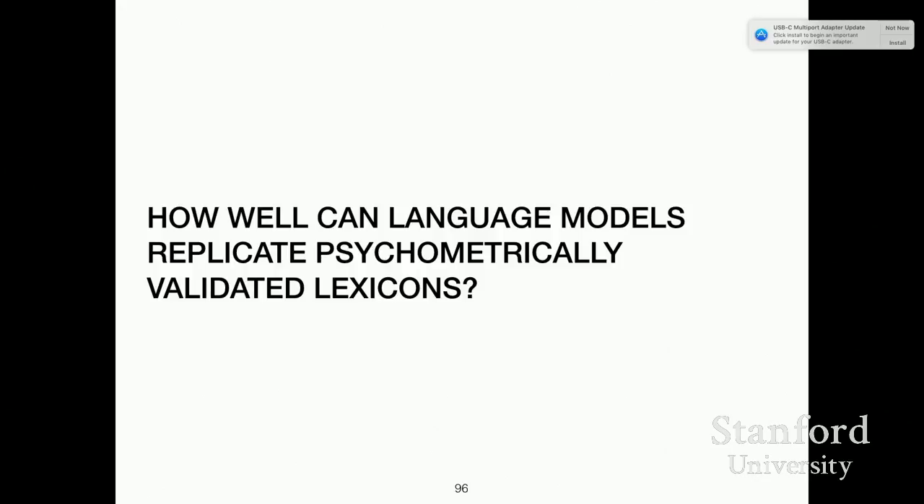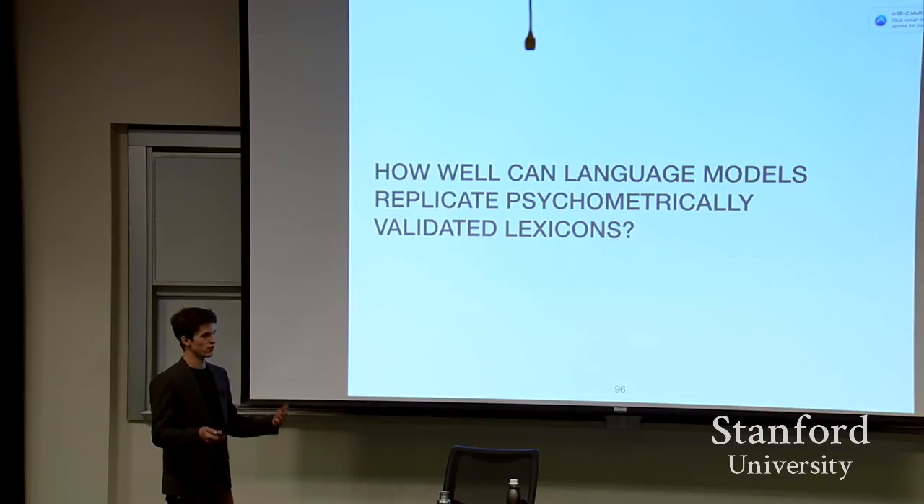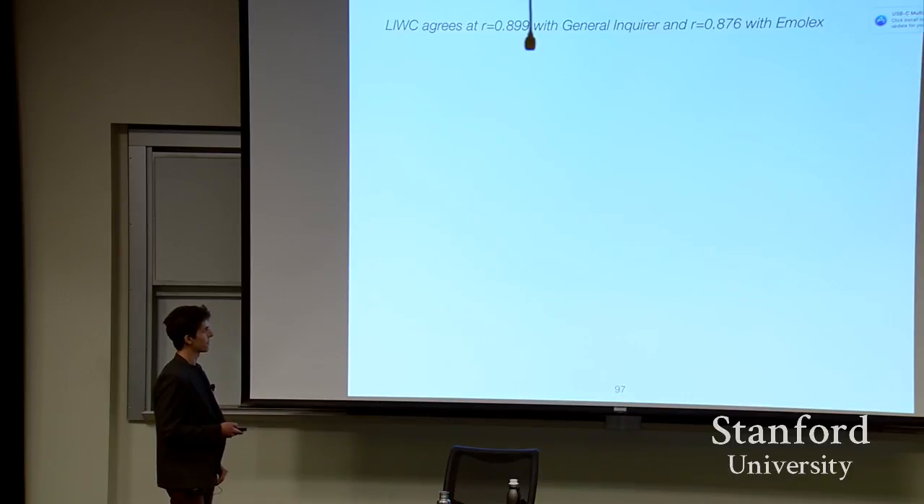Now, the question you run into, though, is, well, how well do these language models actually replicate these psychometrically validated word lists? In some cases, literally teams of psychologists sat down in a room and created these word lists. So how well can these machine-generated lexicons actually perform in comparison to these things? Well, the first thing you want to do in this case is create a baseline or a benchmark. And so what you can do is take correlations between the signals reported by existing similar human-generated lexicons.